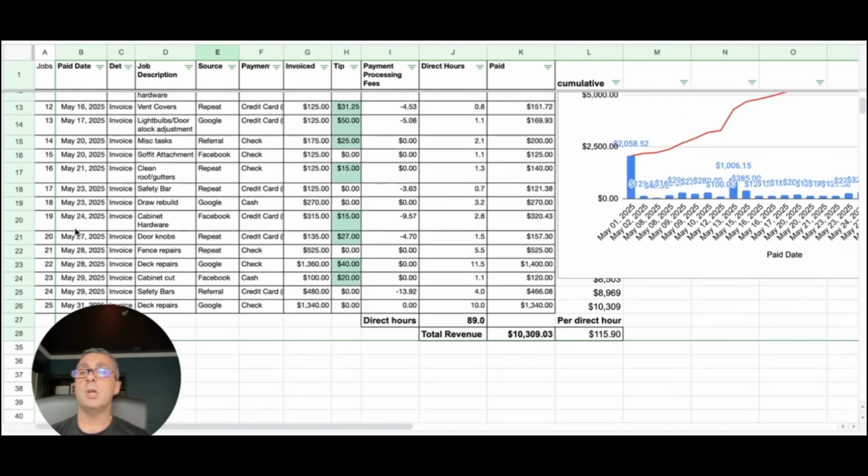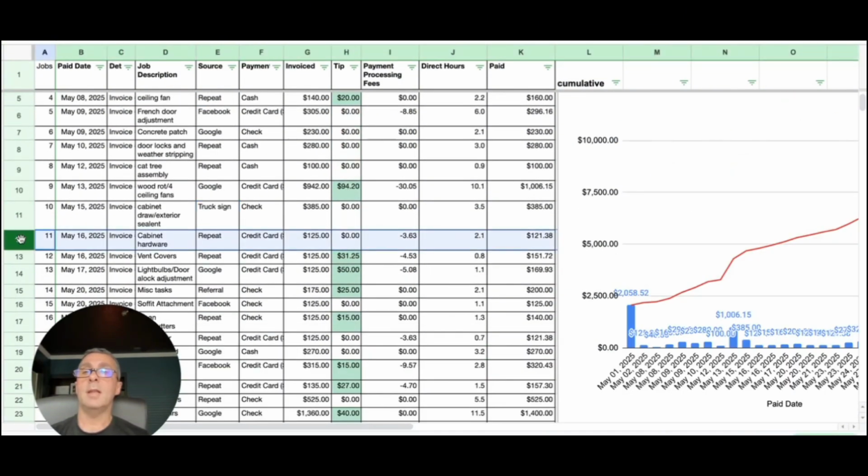Moving down the line to job 11 here. Job 11 was cabinet hardware. I'd done some cabinet hardware for this customer before, I want to say a job of around $300, $400. And at that time, he said, don't worry about the bathrooms, I'll take care of it. And I said, you sure? I'm here, I can knock them out. I said, no, I'll take care of them.